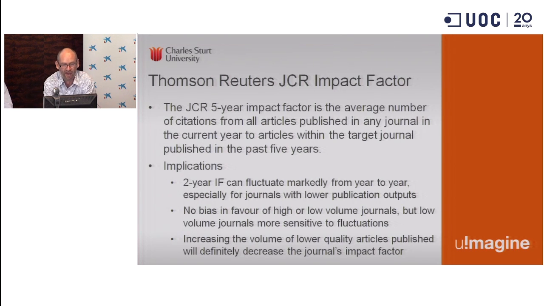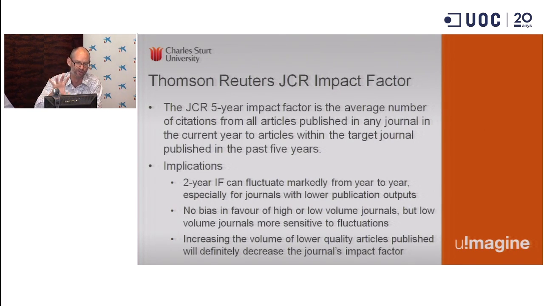When we see the term impact factor, it usually refers by default to the two-year impact factor, but there's also a five-year impact factor. I've given the definition of the five-year one there. The definition of the two-year one is the same, but based on 2 years. Essentially, the five-year impact factor is the average number of citations for all articles published in a particular journal from articles in the current year. When I say the current year, I mean the most recent year that the Thomson Reuters impact factor data is available. I think we're still on 2013.